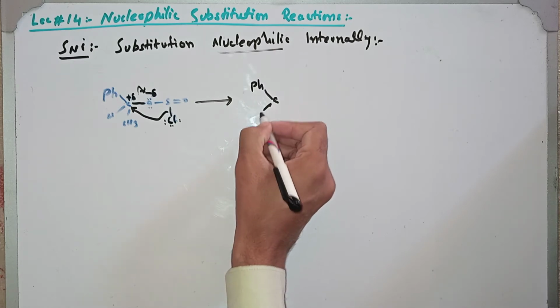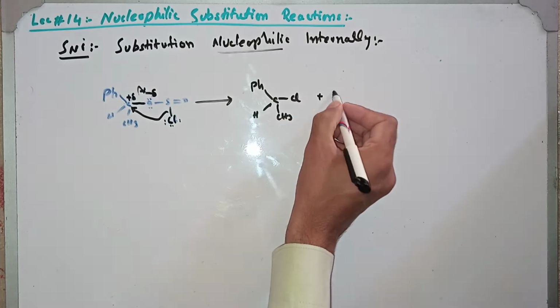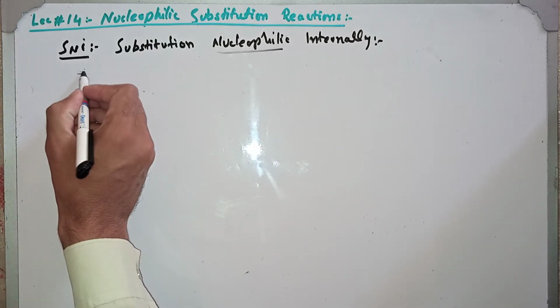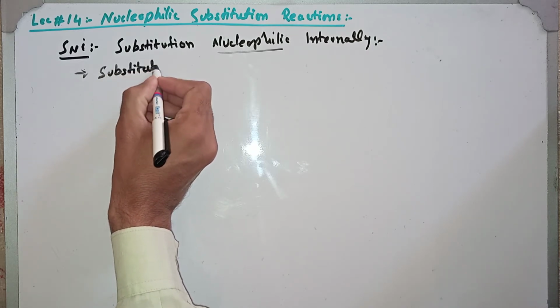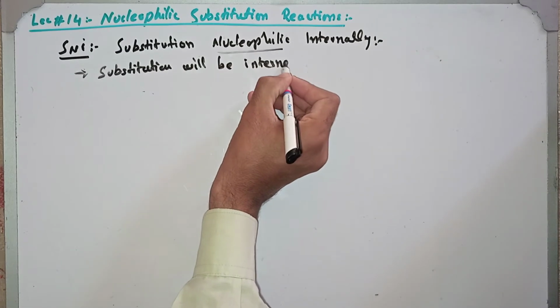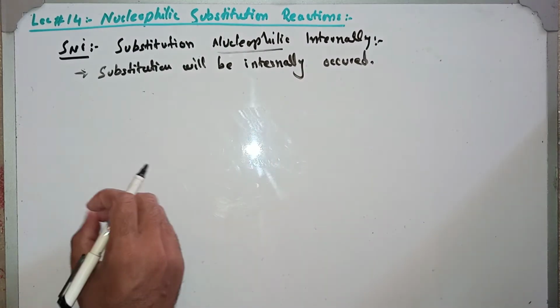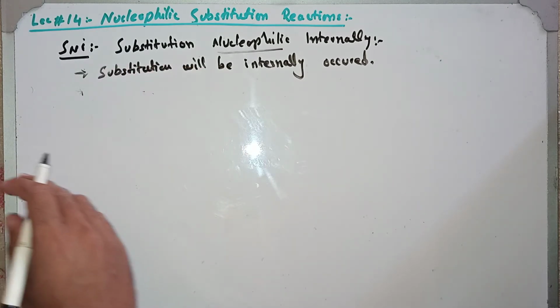It will be like this: CH3, it will generate this product plus SO2. This is the internal substitution reaction. I hope it is clear. Here in this case, substitution of the nucleophile occurs internally. In this reaction, SNi stands for substitution nucleophilic internal.